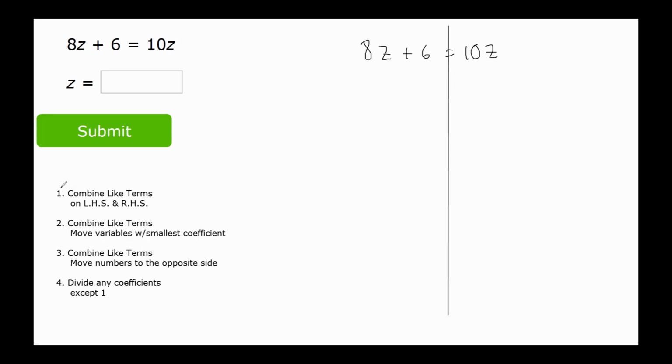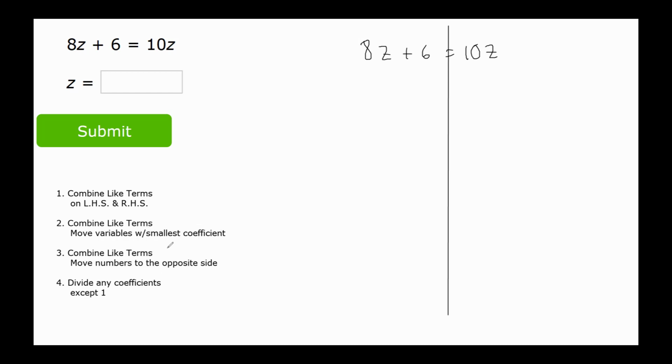And I didn't mention in this process, sometimes you have to apply the distributive property. If you see parentheses, that'll be necessary. So that's not an issue as well. So now I want to move the terms. And now I should move this 8z. The reason why is because it has the smallest coefficient.